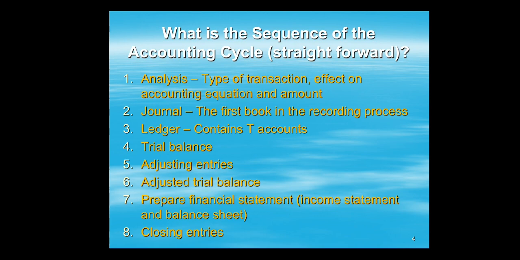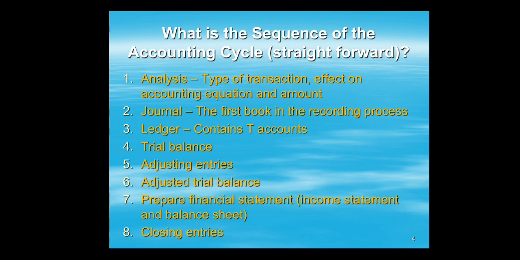And then after you have transferred all the journal entries into the ledger, you have to calculate the balance for every account in the ledger. Step 4 is you prepare a trial balance. You will see that in the next slides. Step 5, you do adjusting entries. After that, you prepare an adjusted trial balance. An adjusted trial balance is a trial balance you prepare after you have done the adjusting entries. And then step 7, you prepare the financial statements. In this course, you will learn about how to prepare the income statement and balance sheet. And the final step in the accounting cycle is the closing entries.